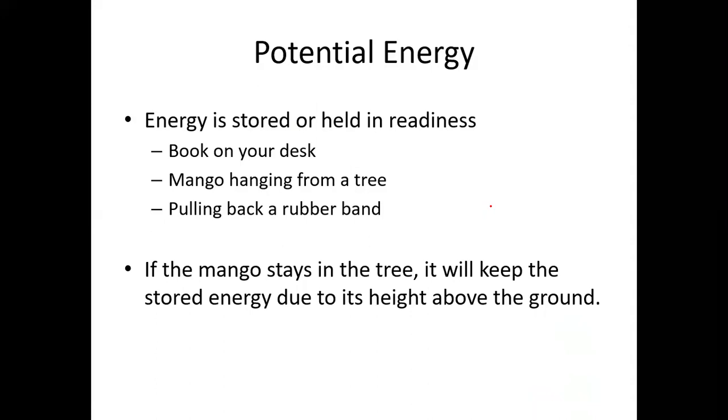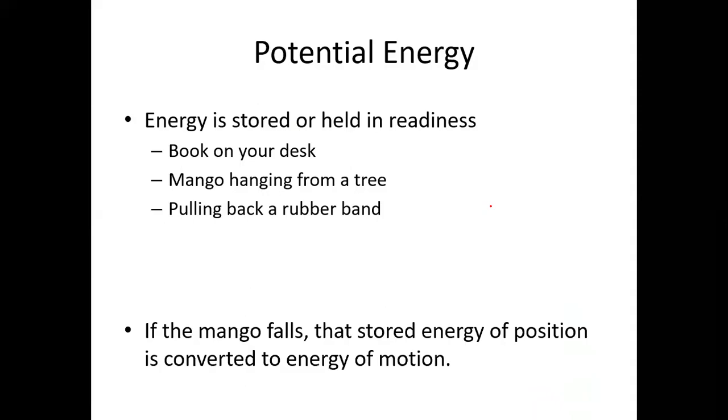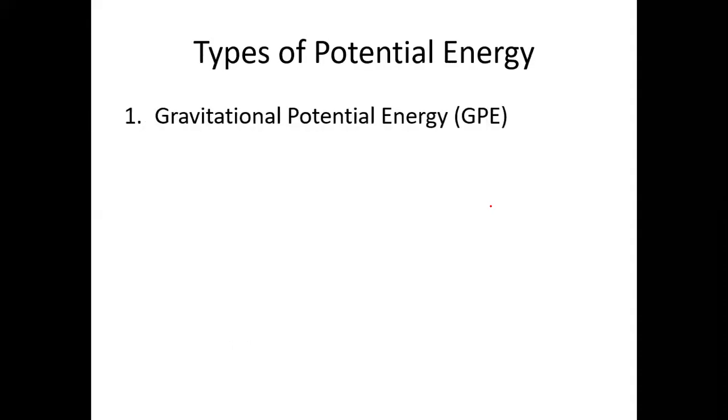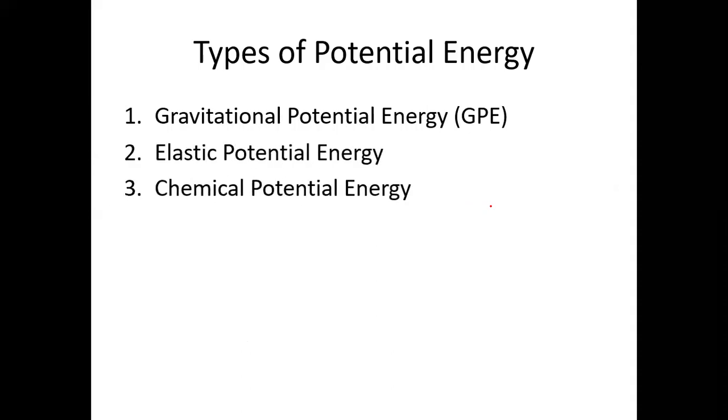If the mango stays in the tree, it will keep the stored energy due to its height above the ground. If the mango falls, that stored energy of position is converted to energy of motion. This proves that when the mango is hanging, it has stored energy, which is converted to energy of motion as it falls. So these are the types of potential energy: gravitational potential energy, elastic potential energy, chemical potential energy, and electric potential energy.